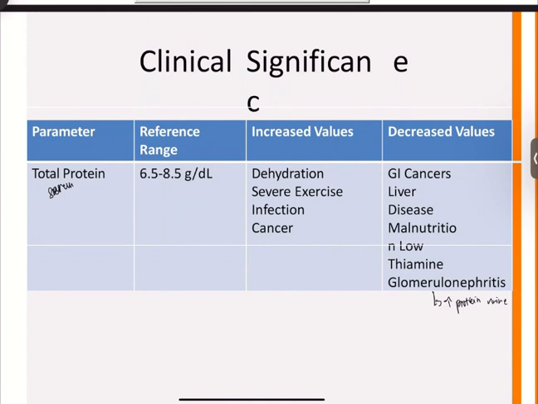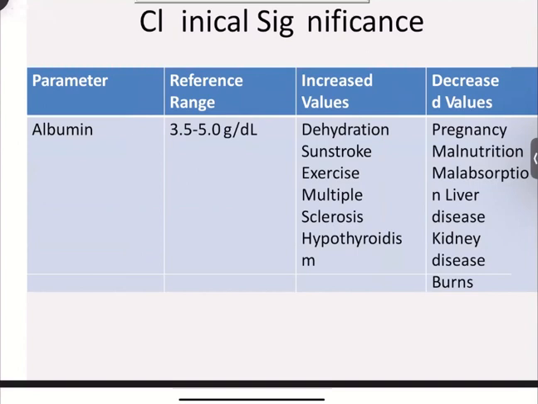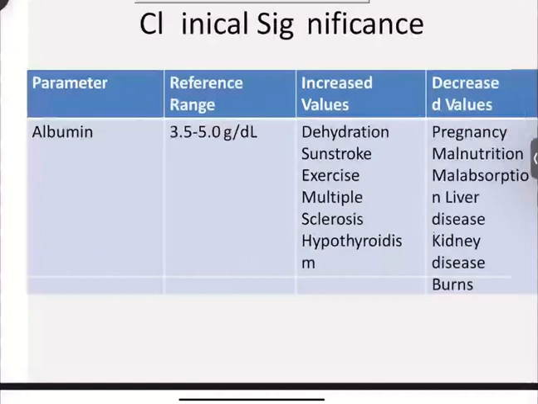Okay? Clinical significance, no? Albumin reference range, 3.5 to 5.0 gram per deciliter. Increased values, dehydration, sunstroke, exercise, multiple sclerosis, and hypothyroidism. Decreased values in pregnancy, malnutrition, malabsorption, liver disease, kidney disease, and burns.